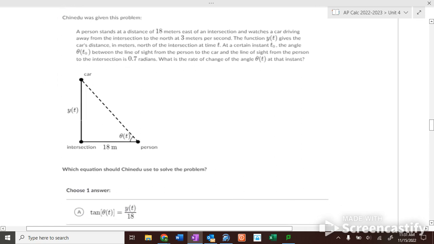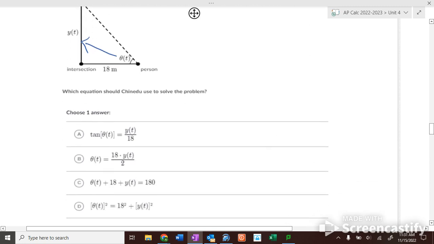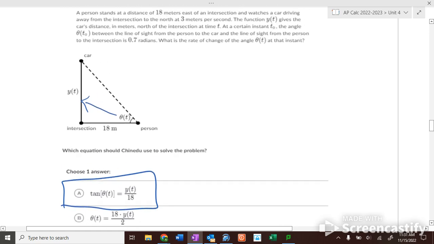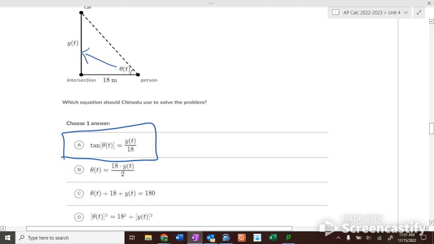Shinedu was given this problem. A person standing 18 meters east of an intersection is watching a car. So if we're watching a car, it deals with the angle, right? So the only thing it can be is the tangent of the angle. Okay? The only thing it can be would be the tangent of the angle.